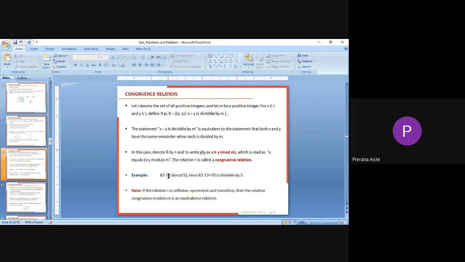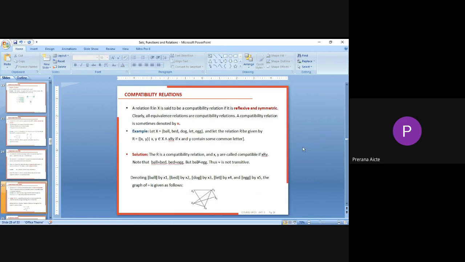Let us see an example here. 83 is congruent to 13 modulo 5. That means 83 minus 13 equals 70, which is divisible by 5. Here this congruence modulo relation also follows the reflexive, symmetric, and transitive properties. So finally we can say that the congruence modulo relation is also an equivalence relation.